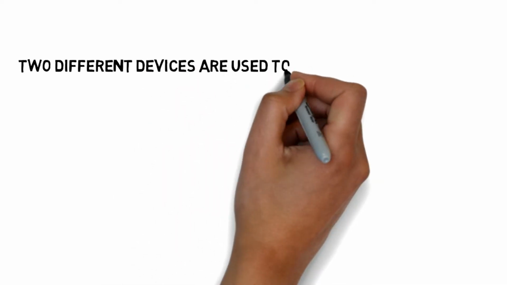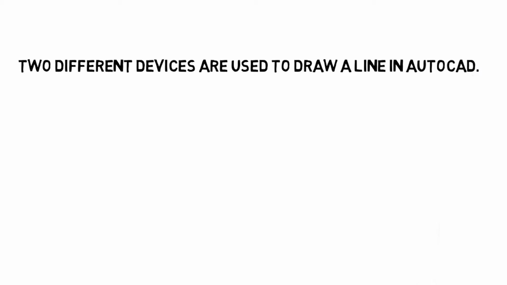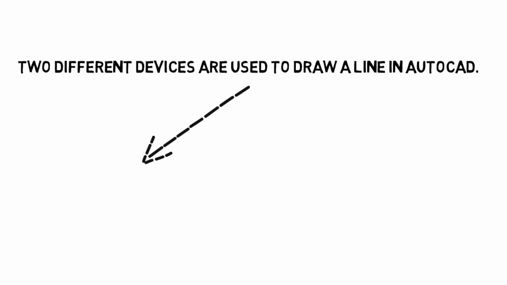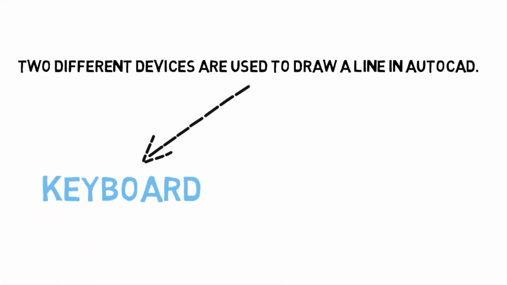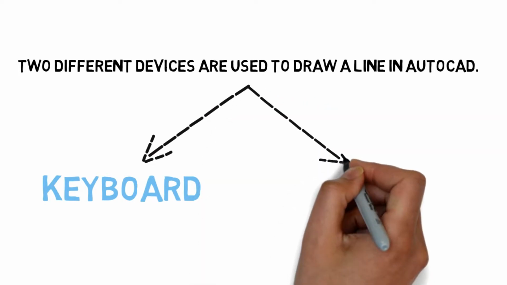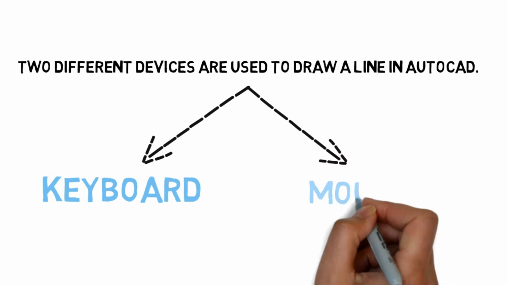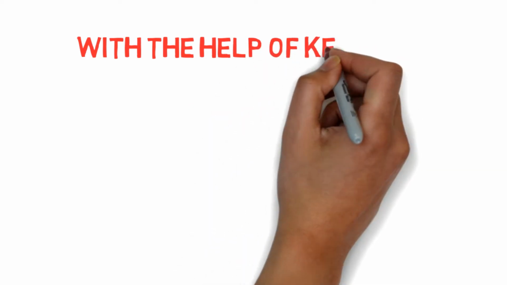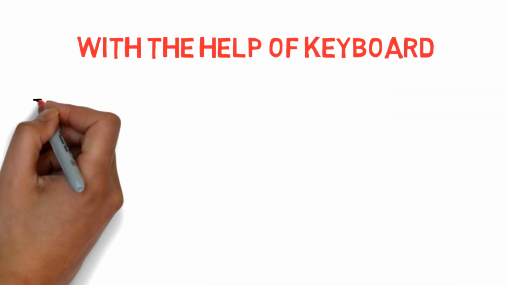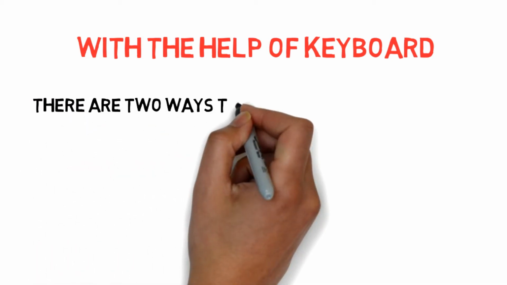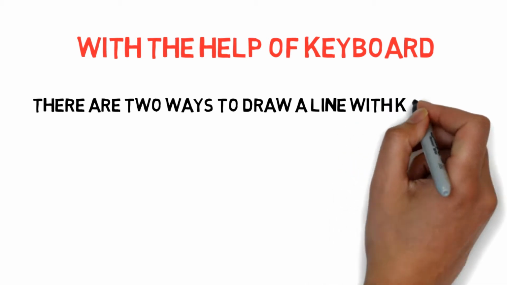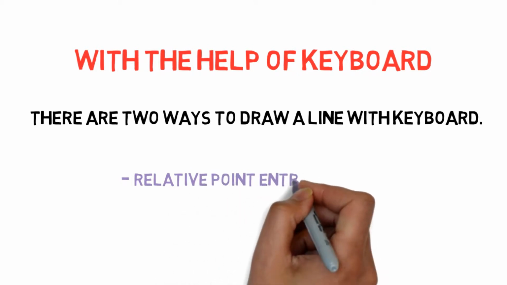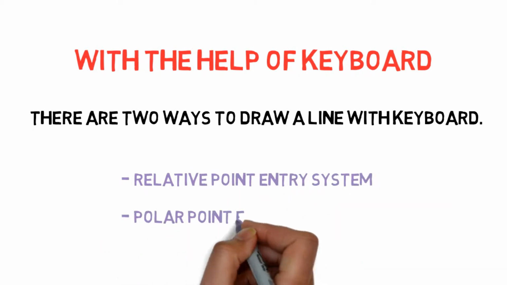Two different devices are used to draw a line in AutoCAD. Number one is keyboard and second one is mouse. First of all, we discuss how to draw a line with the help of the keyboard. There are two ways to draw a line with keyboard. Number one is relative point entry system and second one is polar point entry system.